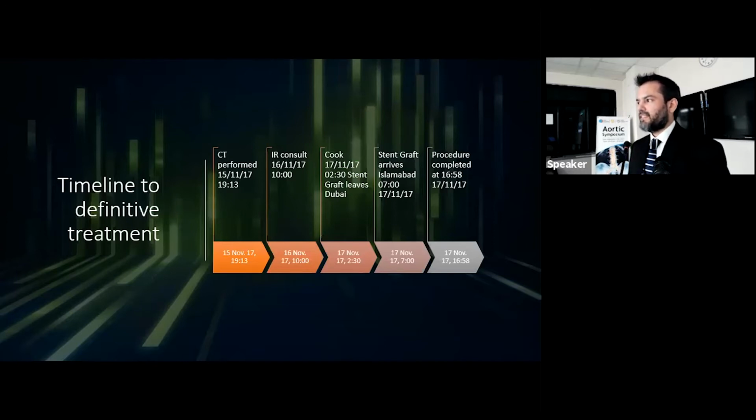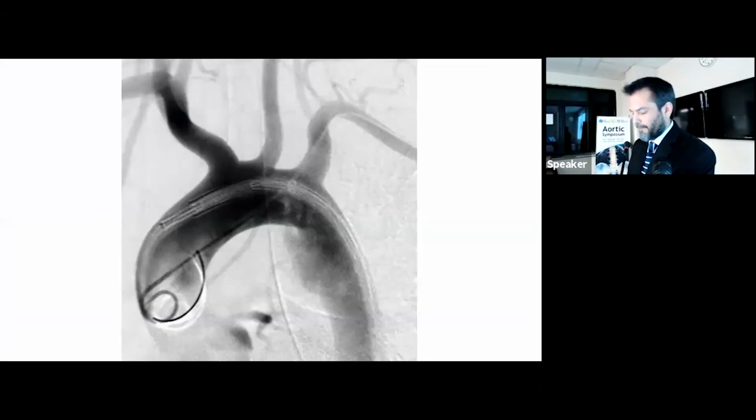We have to get anesthesia on board. We have to get the IR. So the patient probably went in around lunchtime. So this just shows you how fast we can get things done. Now, the Medtronic people currently have actually given us some stent grafts, and while they may not be in Islamabad, they may be in Lahore, but we can certainly get hold of them much easier than we could in the past. But like I said, even just flying it in from Dubai, it doesn't take ages.